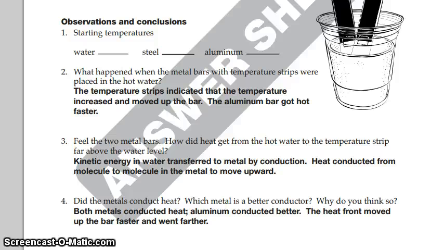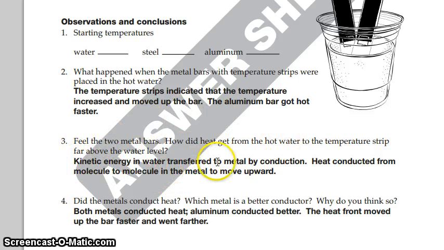Looking at the results of the lab that we did here, what happened to the metal bars when we placed them in the water? We've seen the temperature strip indicators increased and moved up the bar, so that color transferred all the way up. The aluminum bar got hotter faster. We've seen that transferred all the way up to the top of the bar, and the steel did not. Feel the 2 metal bars. How did they get the heat from the water to the temperature strips far above the water level?